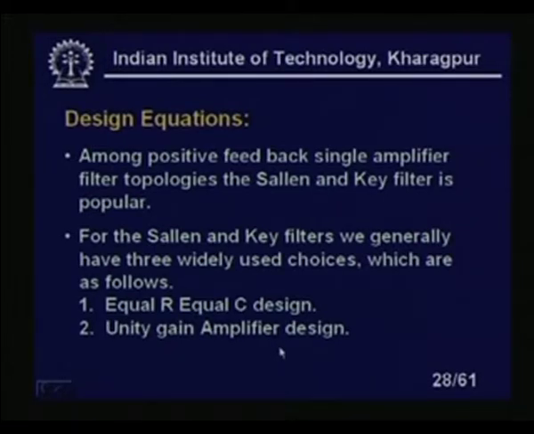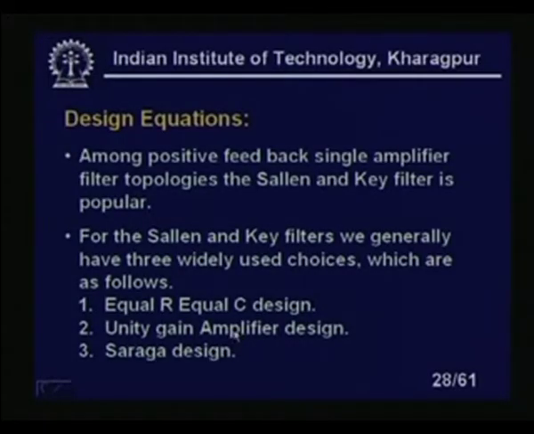In the unity gain amplifier design, you will find that the amplifier's gain is unity, so the bandwidth of the circuit will be higher. In equal R equal C design, you will find that the sensitivities are extremely high, even though the element spread is very small. All the resistances are of equal value, all the capacitances are of the same value, but the sensitivity is very high. In the unity gain amplifier design, especially for low Q, that means Q_P is small, the element spread is extremely high in the case of the unity gain amplifier design, but you will find some of the sensitivities are identically 0.